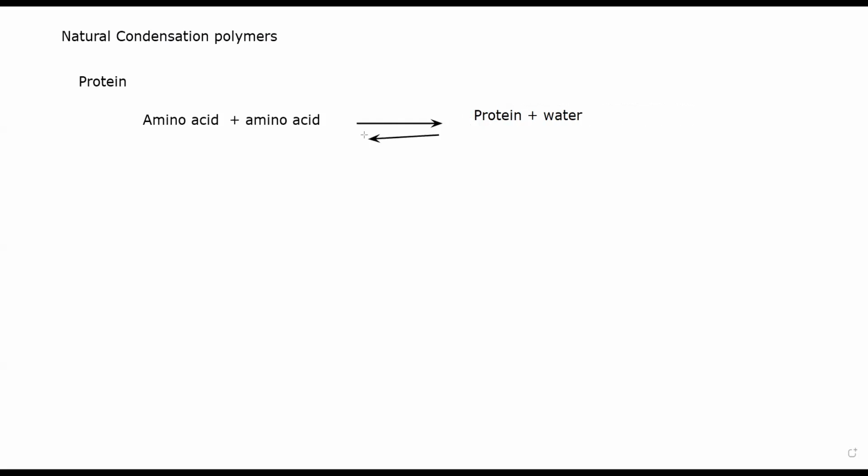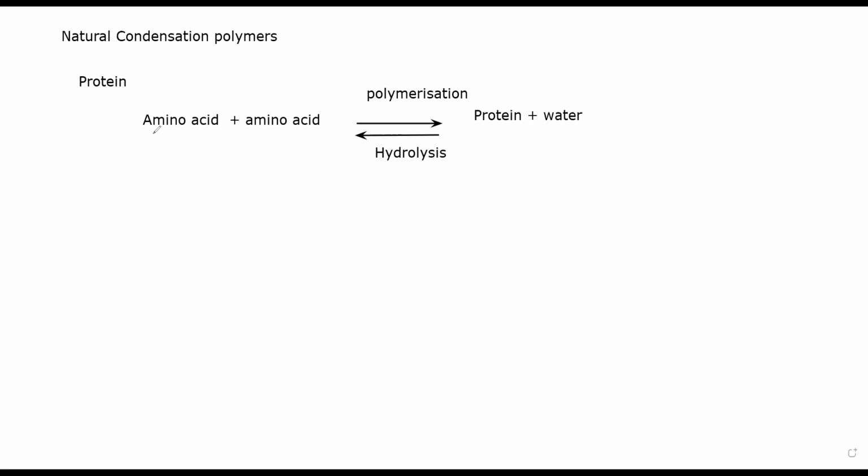But the opposite is also possible, that protein can be hydrolyzed. The forward reaction is known as polymerization, whereas the reverse reaction is known as hydrolysis. When we use a water molecule to decompose something, we call that hydrolysis. So we are using water to decompose protein. So when amino acids mix with another amino acid, they form protein and water. Protein is a polymer which is formed by condensation.